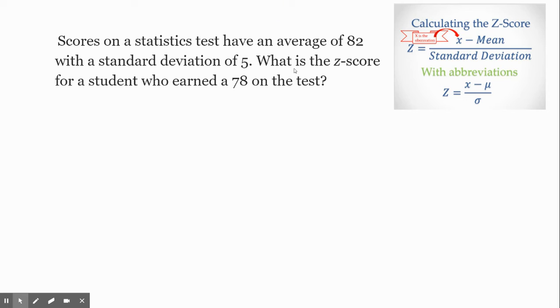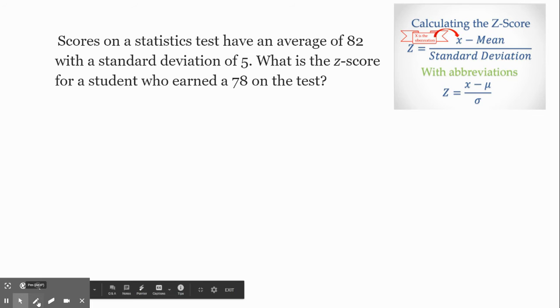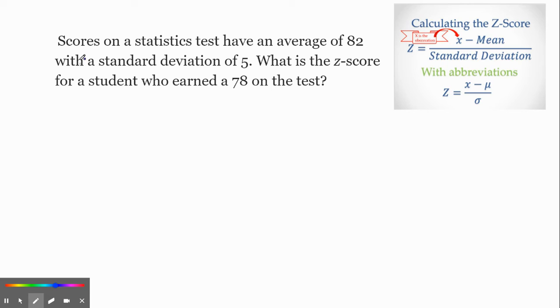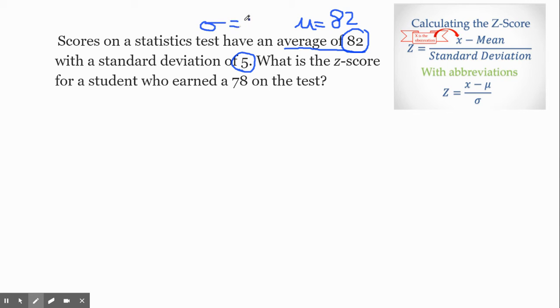So here's that same slide from the last slide. And let me find a pen. Okay, here we go. Scores on the statistics test have an average of 82. So that's telling me right here, an average of 82 is saying mu is equal to 82, with a standard deviation of 5. Okay, so that's saying my lowercase sigma is equal to 5.